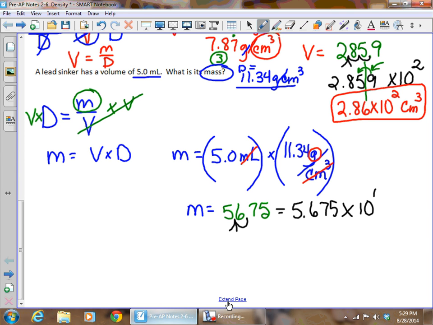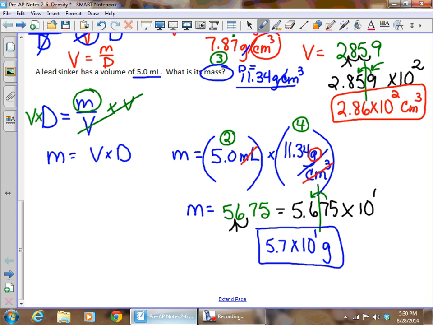Now I needed the correct number of sig figs. It looks like the 5.0 has 2 sig figs. The 11.34 has 4 sig figs. So my answer needs the least, which is 2. So draw my sig fig line after 2 sig figs. The 7 says I need to round up that 6. So my answer becomes 5.7 times 10 to the first. And we circled grams up here, so there's my unit. And there's my answer.